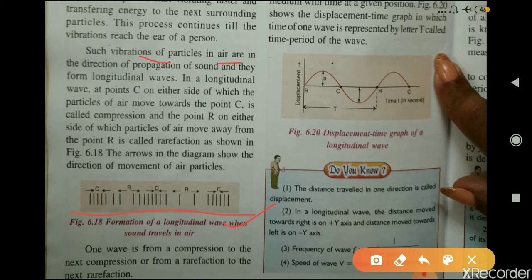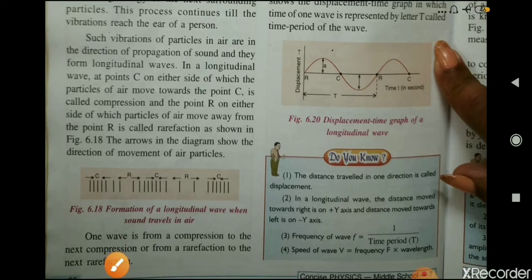Such vibrations of particles in air are in the direction of propagation of sound, which means the direction in which the sound is traveling, and they form longitudinal waves. In a longitudinal wave, at point C, on either side of which the particles move towards point C, this section is known as compression. The point R, on either side of which the particles move away from R, is known as rarefaction. These arrows show the direction of movement of the air particles.